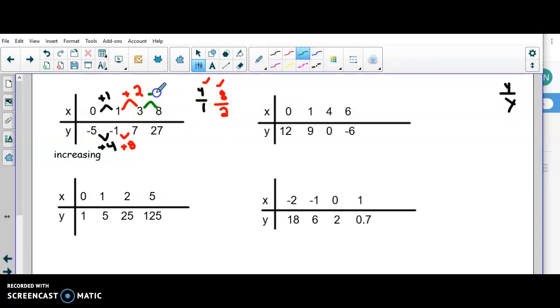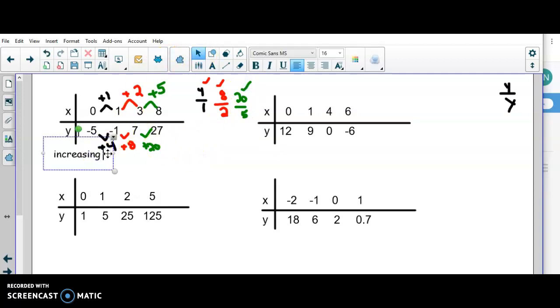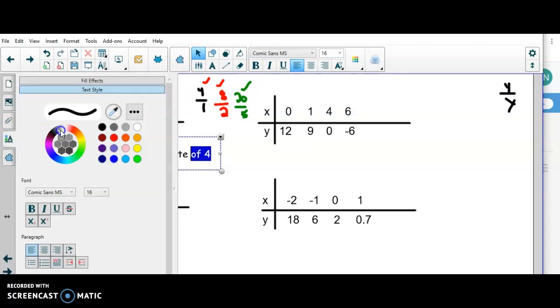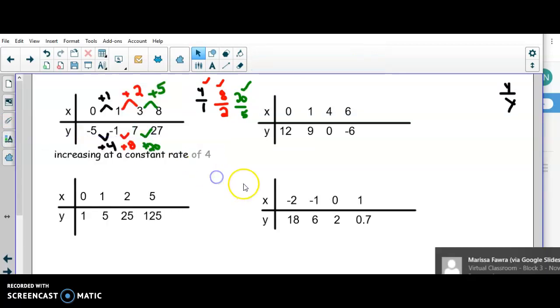Then we go from 3 to 8, which is a jump up of 5. And 7 to 27, which is a jump up of 20, an increase. So that's 20 divided by 5, which is 4. They're all the same, so we can say that this is increasing at a constant rate. And if you want to put a 4 in there, you can, but for now, we're not really focusing on that in a major way, so we can just kind of make it a ghost, okay?